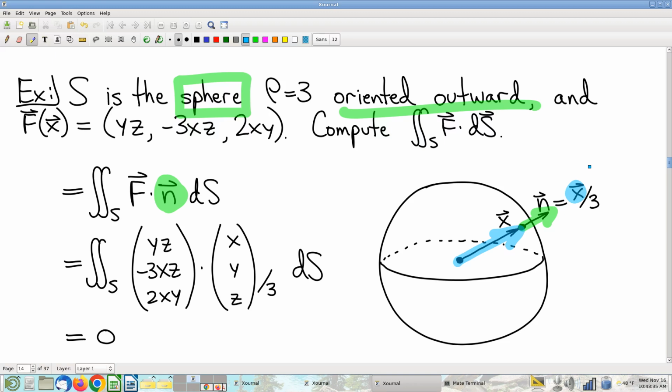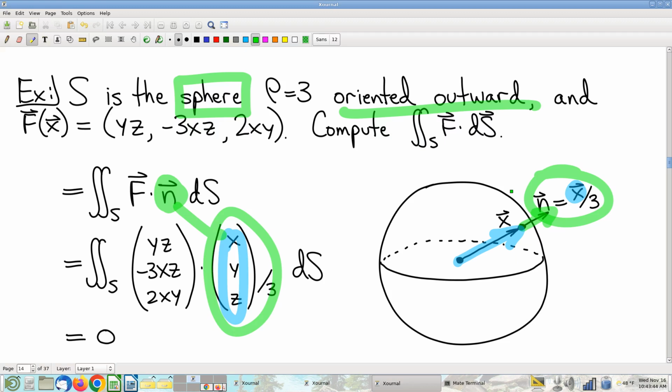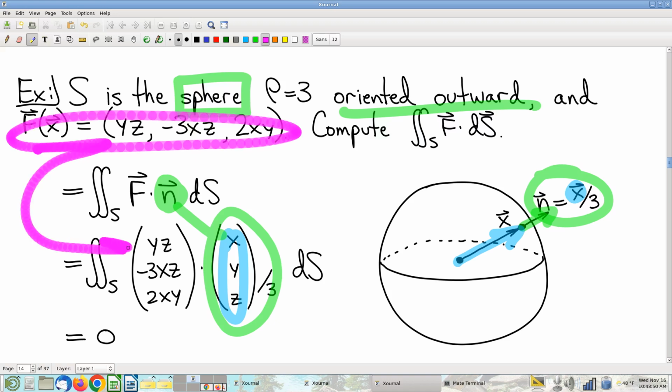So, scalar multiple of the position vector. The position vector being x, y, z. So that is just my normal vector is just x over 3. And the vector field was given. Let's see here at the vector field. Let's pop that in there.